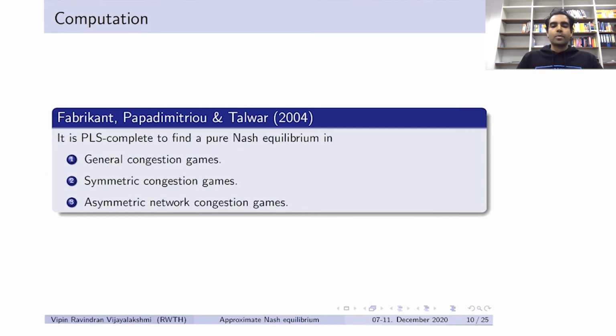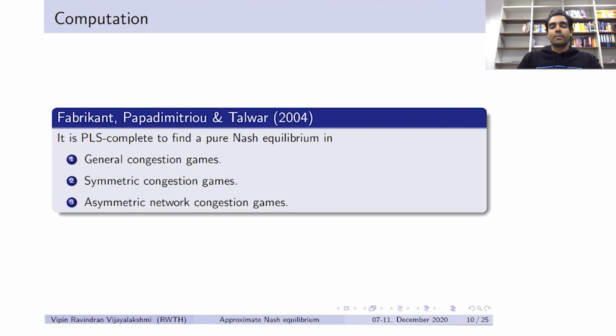So Fabrikant, Papadimitriou, and Talwar show that in general, it is PLS-complete to compute a pure Nash equilibrium in congestion games. That is, there are games and initial states in the game from where it would take an exponential number of moves before the game converges to an equilibrium. They show that it is PLS-complete for general congestion games, for symmetric congestion games, where all the players have the same set of strategies, and also in asymmetric network congestion games. In case of symmetric network congestion games, they show that a pure Nash equilibrium can be computed in polynomial time.